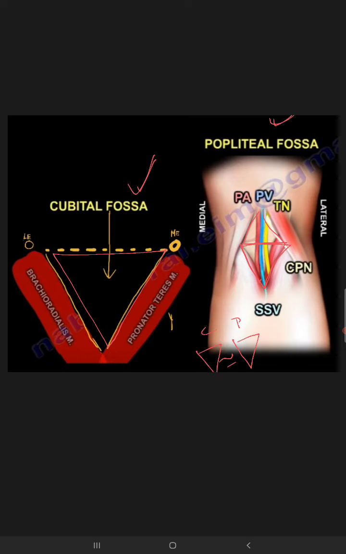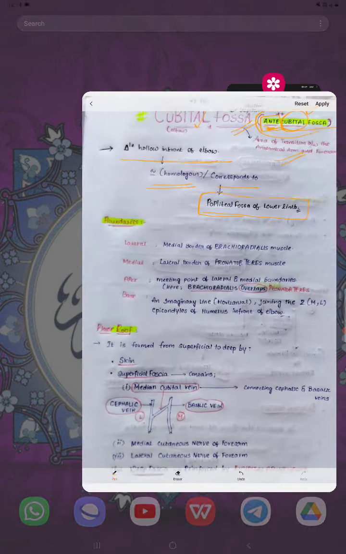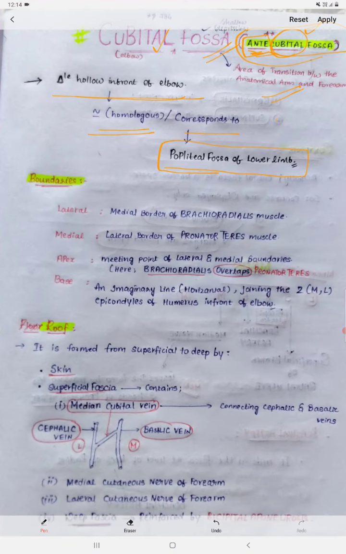So both correspond to each other, and these are called homologous to each other. The cubital fossa is present in front of the elbow, and the popliteal fossa is present on the back side of the knee joint. This is the point about being homologous. Remember that point also: the lower part of the popliteal fossa is homologous to the cubital fossa.